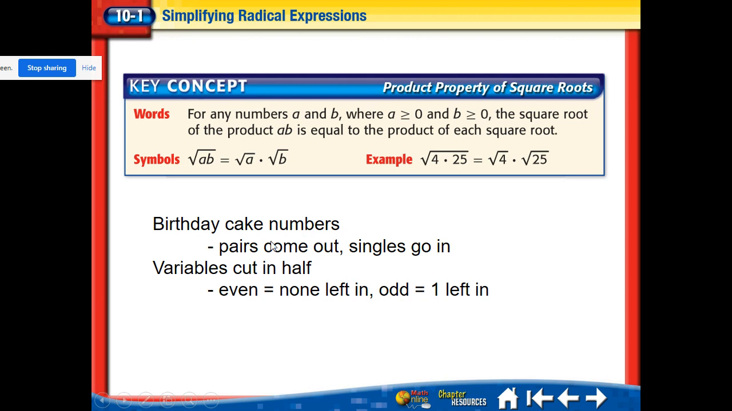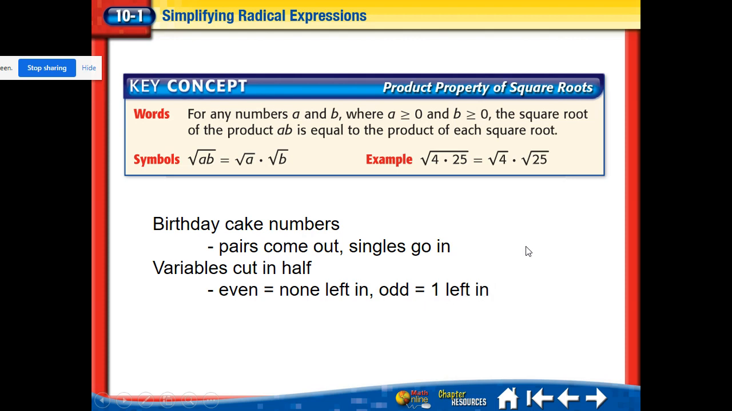So what are we going to be doing here? We're going to birthday cake our numbers. Any pairs come out, singles stay in. You got a friend, you can go outside and play. If you don't, you stay inside and play on the Xbox or watch Netflix. Variables you cut in half. Any even ones, leave none inside. Odd ones will always have one left inside. So even exponents have none. Odds will always have one left in.